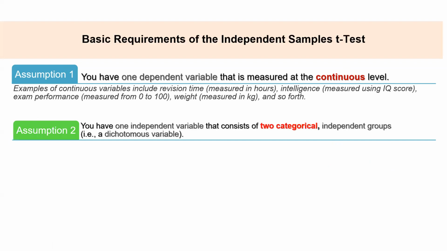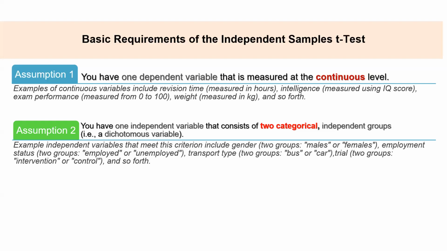The second assumption is that you have one independent variable that consists of two categorical independent groups. That is, you have a dichotomous variable. For example, if we talk about sex, then male, female, there are only two groups. If we talk about location, perhaps you could group them into rural and urban. So you see there are also two groups.